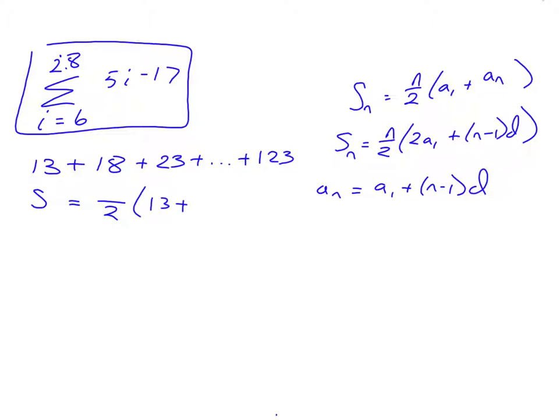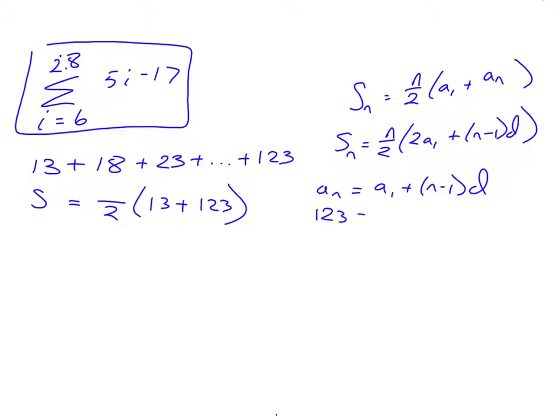So 13 plus 123, and I'm missing the n. I'm still missing the n. You might think it's 28 minus 6, but it's not. So let's plug it into the formula we did just a while ago on the last problem to figure out what n is. What am I going to plug in for a sub n?